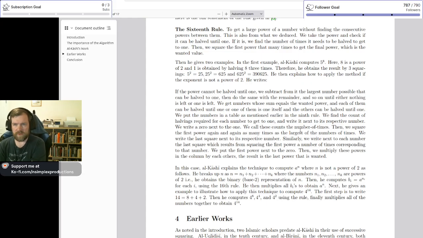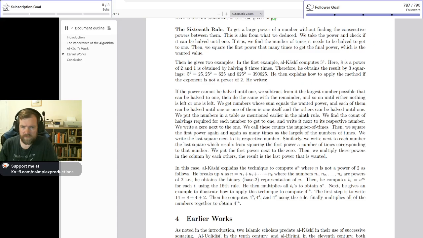Then he gives 2 examples. In the first, he computes 5 to the 8th. Here, 8 is a power of 2, and 1 is obtained by halving 8 3 times. Therefore, he obtains the result by 3 squarings. So 5 squared is 25, 25 squared is 625, and 625 squared is 390,625. He then explains how to apply the method if the exponent is not a power of 2.